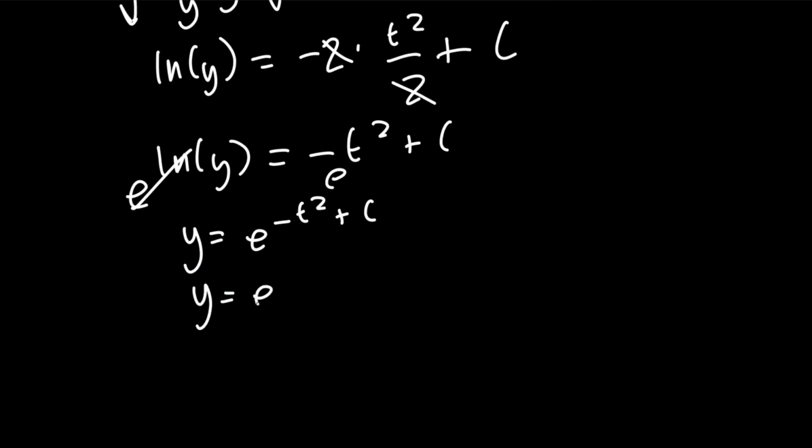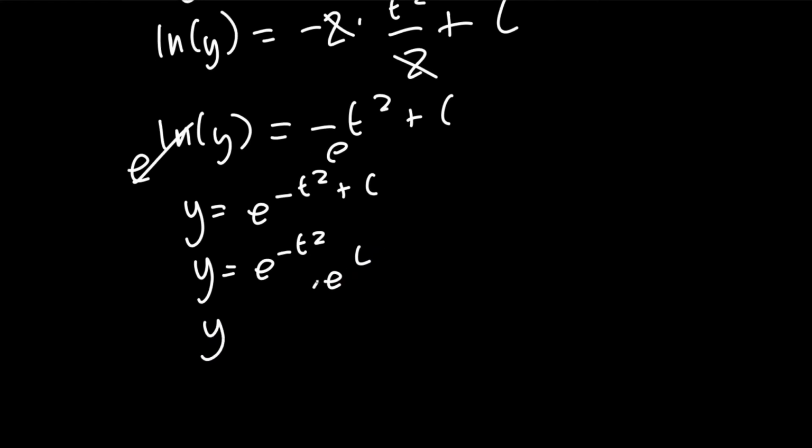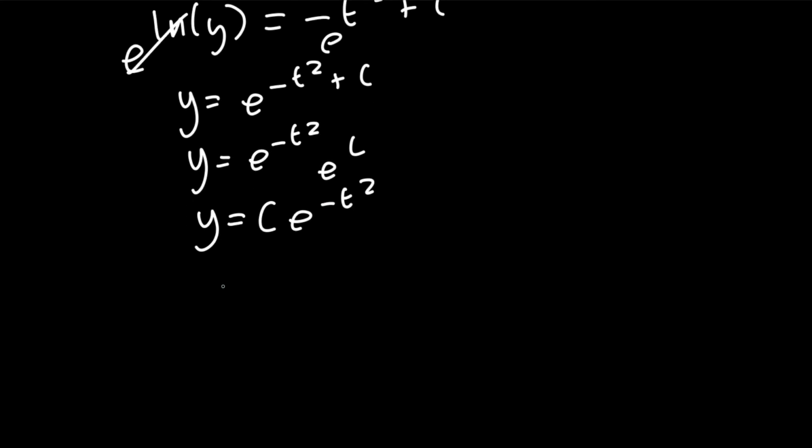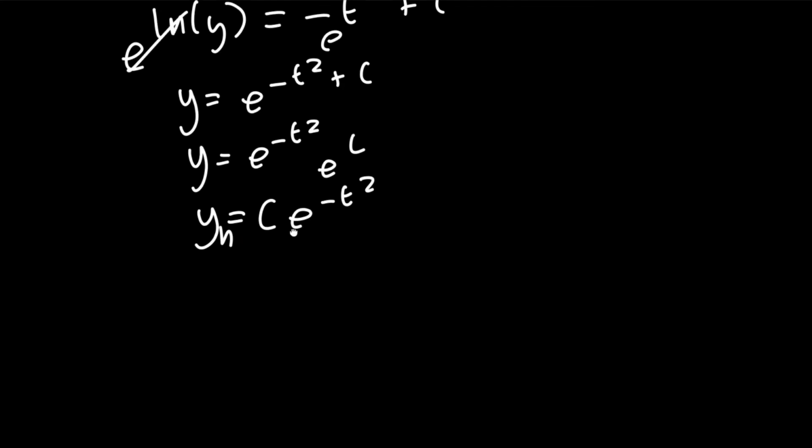And as discussed before, we use the exponent special property to split up like this. And e to c is also just a constant, so e to the minus t squared. All right, so we have our homogeneous solution.